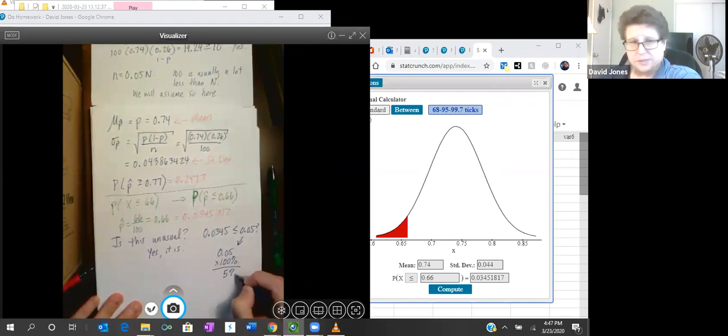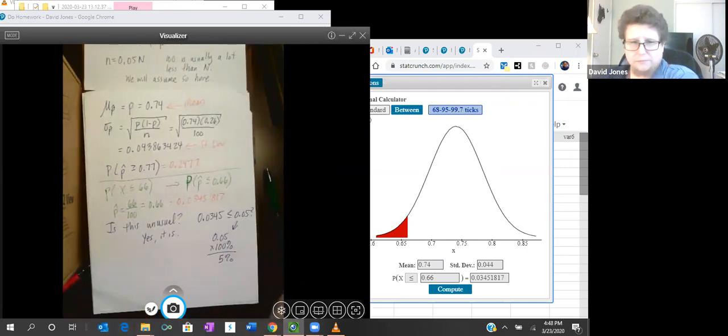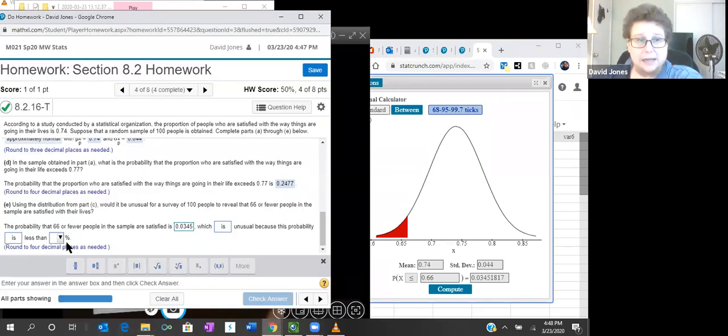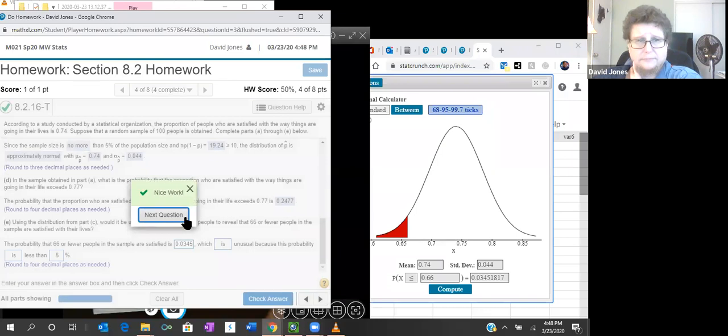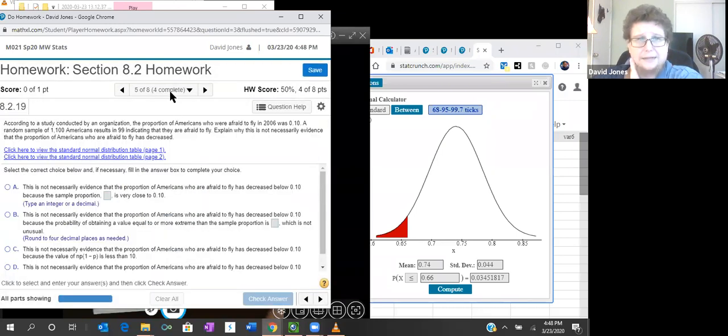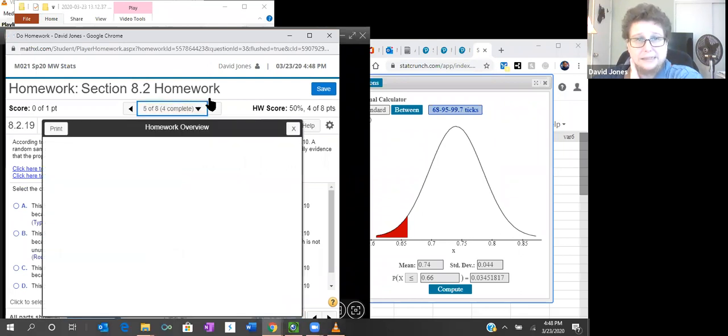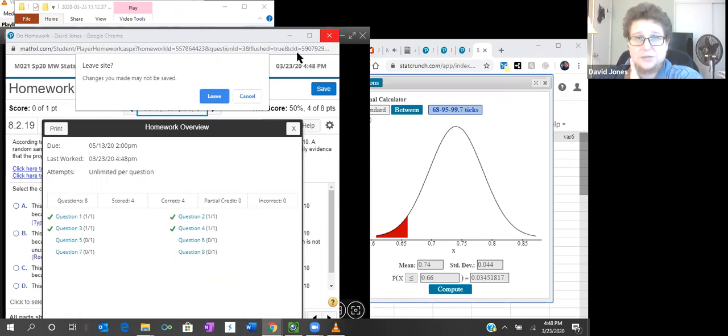And it becomes 5%. So many of you, if you don't watch this video, are going to get frustrated on that problem because you're not going to see that percentage symbol. And it's just a single symbol, and it changes the whole meaning of the answer. But we've got a probability of 0.0345, which makes it unusual because it's less than 5%. All right, so that's actually 2 of the 6 problems. I will let you guys work on the rest.